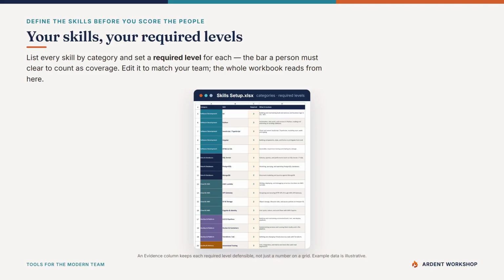You define the skills once on the Skills Setup tab, grouped the way your team actually works, and you set the level each one requires. That required level is the bar. Now the board is not just colorful. Every score is measured against the standard the work demands, not against a guess.